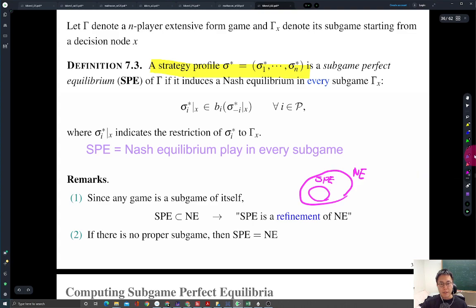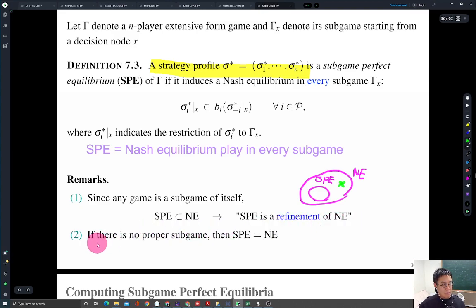For example, this one will be refined by the subgame perfect equilibrium. It specifies rational behavior in the entire game, but it does not require rational behavior in some proper subgame. So that is ruled out by the SPE. So SPE is a refinement of Nash equilibrium.